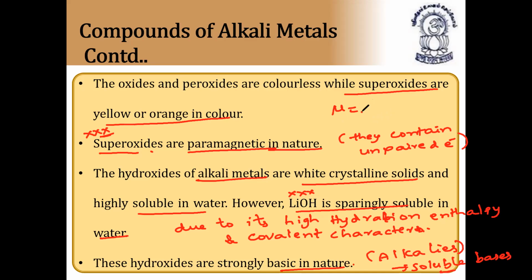So magnetic moment is calculated by using the formula mu is equal to root of n into n plus 2, so that we can find the magnetic moment in Bohr magneton, and this is the unit. So we can find the magnetic moment of potassium superoxide, rubidium superoxide, and cesium superoxide. So please calculate these three magnetic moments because that is important for our entrance examination. Calculate the magnetic moment by finding the number of unpaired electrons. Anyway, we are going to discuss that also. So please do this.